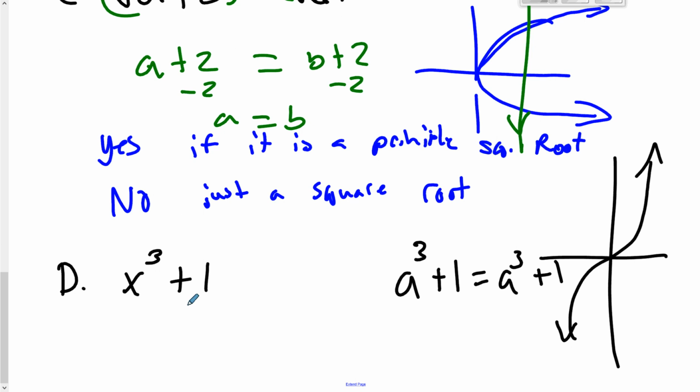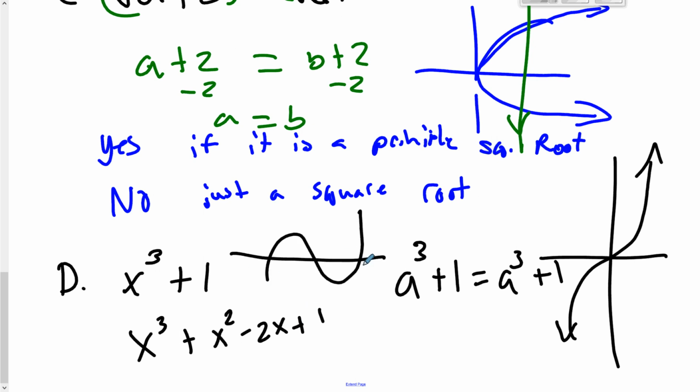But if it's x cubed plus x squared minus 2x plus 1, then it's not going to be, right? Because then it looks like this. So it's not going to pass the horizontal line test. Okay? So just make sure you're looking at what type of cube it is. Is it a cube plus a constant, or is it a cube plus more terms in there other than the constant? And if it's that case, then it's not going to be 1 to 1.